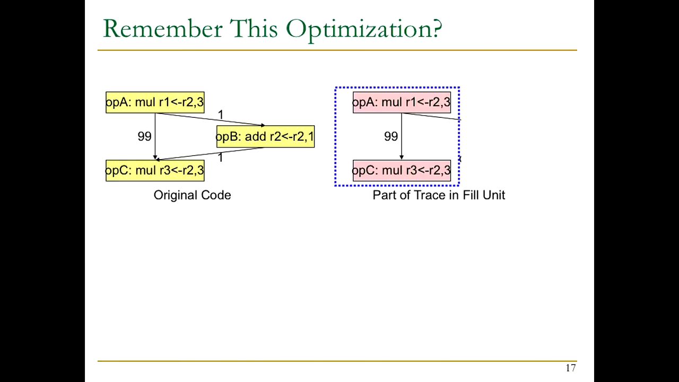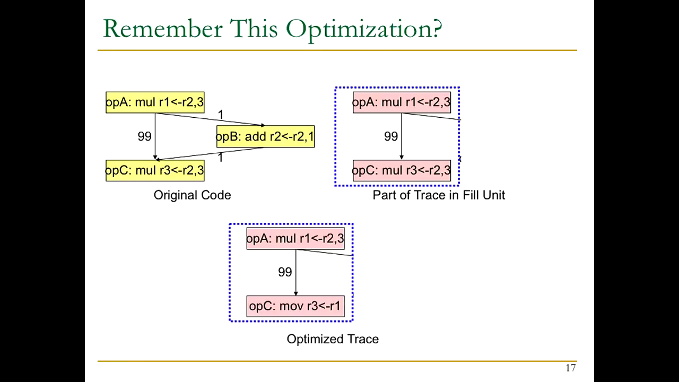With a trace, we have essentially the same issue. Basically, we ignore this side entrance or exit. Doesn't matter. We're assuming that this is the code that's executed. Now the fill unit can do the exact same optimization internally, because it's assuming that this is atomic. Right? And if it turns out that this branch is supposed to be taken, then you flush the entire trace, you go back to the beginning, and you fetch from the instruction cache, let's say.